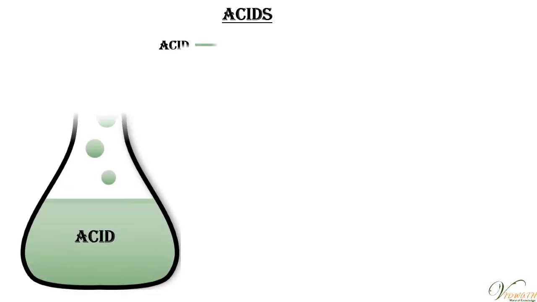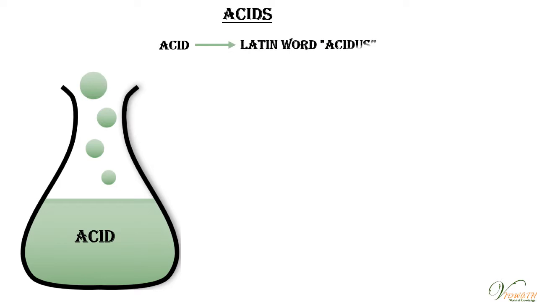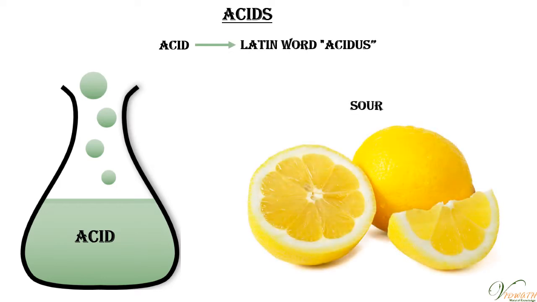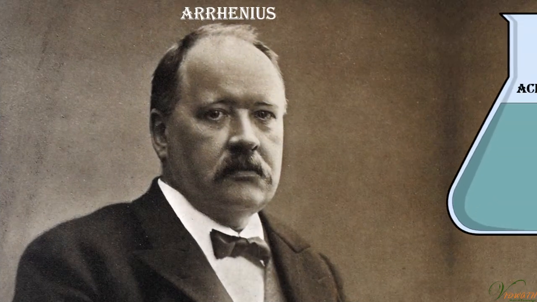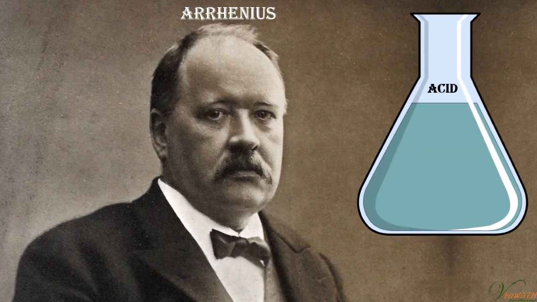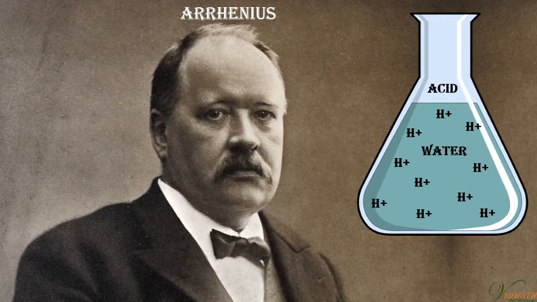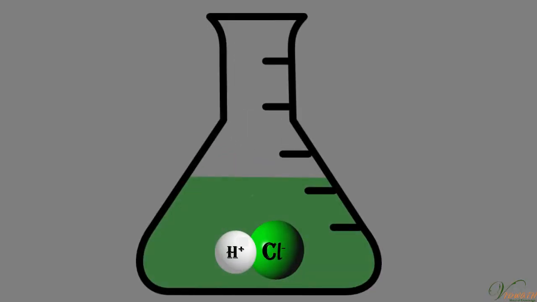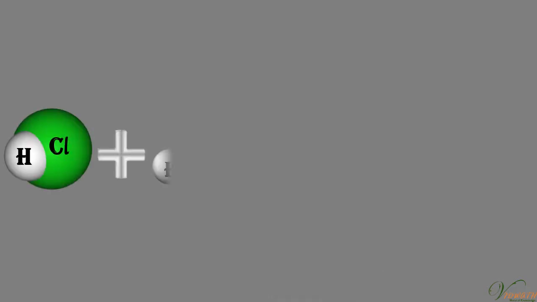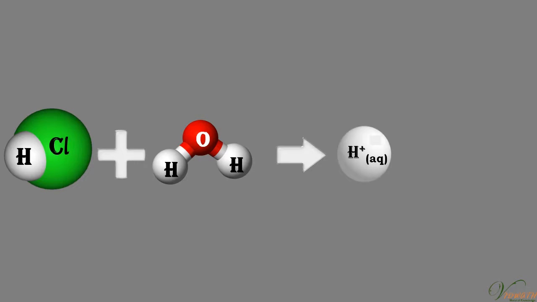Acids. The word acid comes from the Latin word acidus, which means sour. According to Arrhenius' theory, an acid is a substance which ionizes and gives hydrogen ions when dissolved in water. Example, hydrochloric acid in water releases H+ ions. HCl + H2O gives H+ + Cl-.